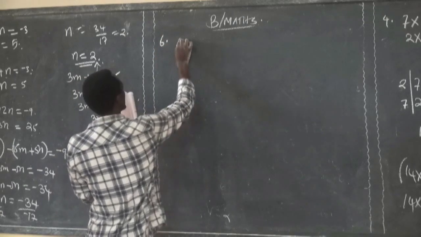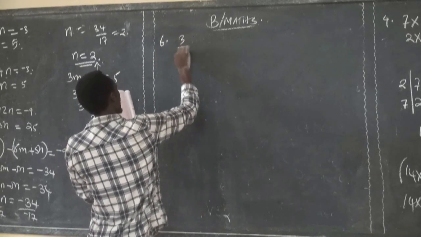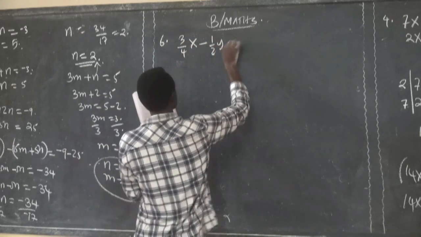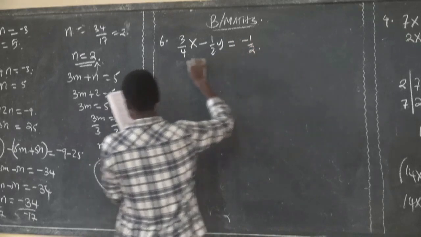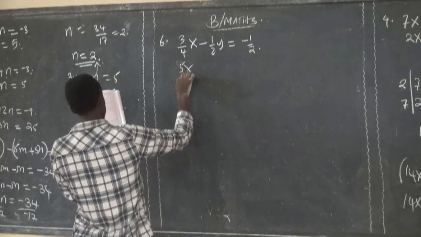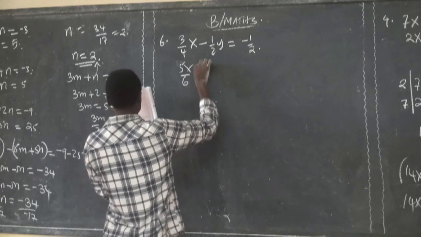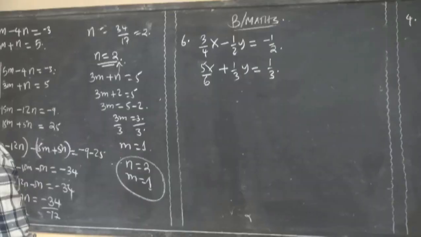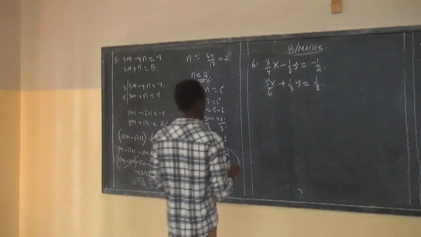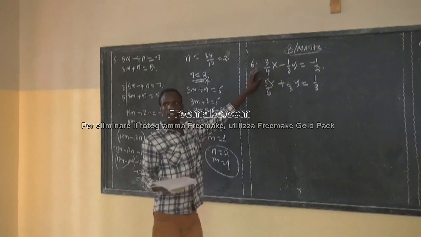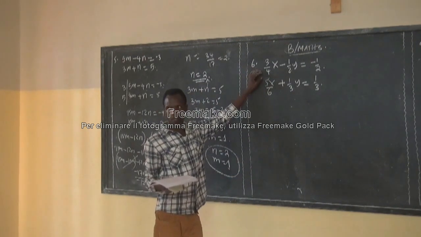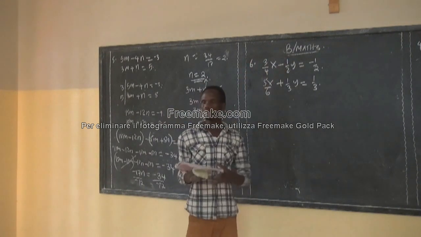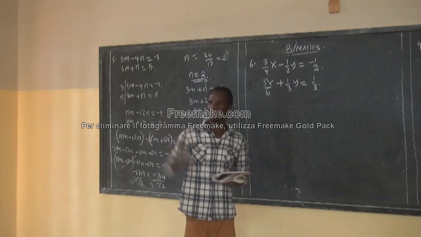The last question, the last example: 3 over 4 x minus 1 over 2 y is equal now to negative 1 over 2. And then 5x over 6, then positive 1 over 3y is equal to 1 over 3. I told you one thing. For us to deal with a fraction, it is so difficult. You understand? So first of all, you need to remove the denominators.